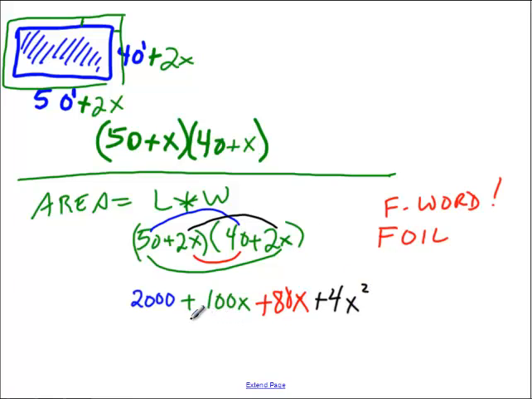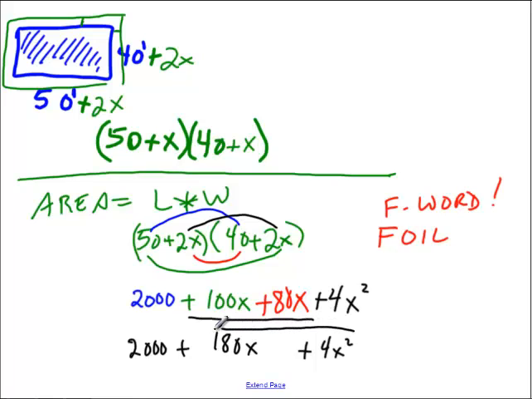And now the last thing we have to do is just look at like terms. Do we have any more like terms that we can combine? We sure do. Those two terms underlined are like terms, because they have exactly the same variable to exactly the same power. So the last thing is just to combine like terms. I've got 2,000 plus 180x. 100 plus 80 gives me 180x plus 4x squared.